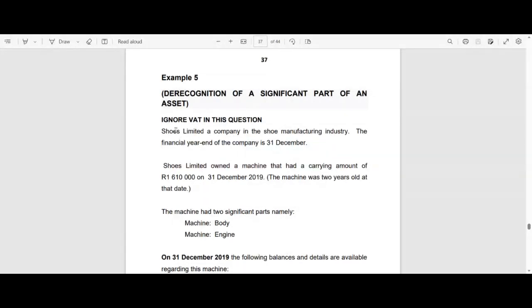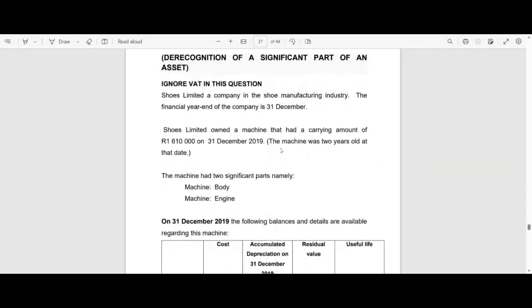They say here, ignore value-added tax in this question, which makes it a little bit easier for us. They say Shoes Limited is a company in the shoe manufacturing industry. I must have been half asleep when I typed this. Anyway, the financial year end of the company is the 31st of December. Okay, so that's important information for us.